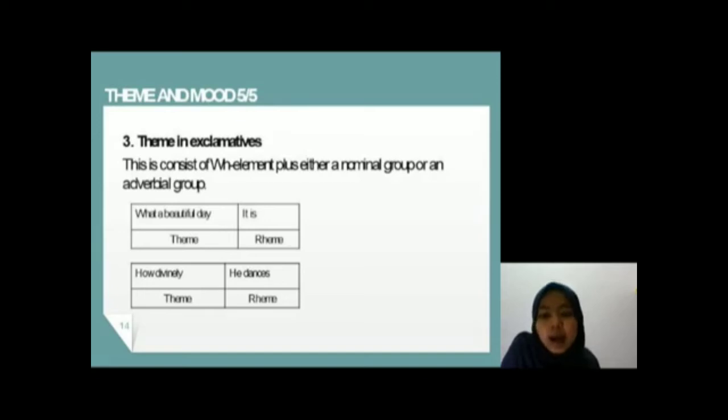And last, exclamatives. This consists of a WH element plus either a nominal group or an adverbial group. For example, what a beautiful day it is. What a beautiful day as theme, and it is as rheme. Or how divinely he dances. How divinely as theme, and he dances as rheme.